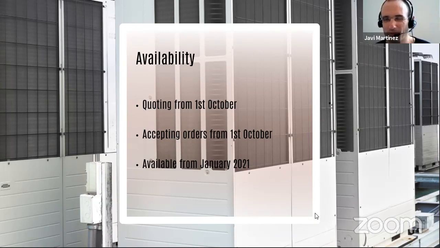Okay, so thanks, Javi. Now we're going to talk about availability. Tomorrow is the 1st of October. You can start getting quotes on that, and we will start accepting orders as well. With the lead times involved, we're looking at this being available from January next year. So if you're interested, you either contact your local TecQuipment sales representative, have a discussion with them, start the quoting process, or contact us directly and we will help you through that process.